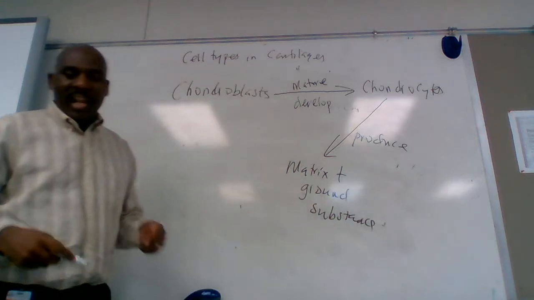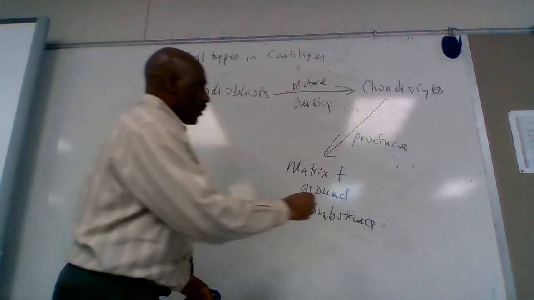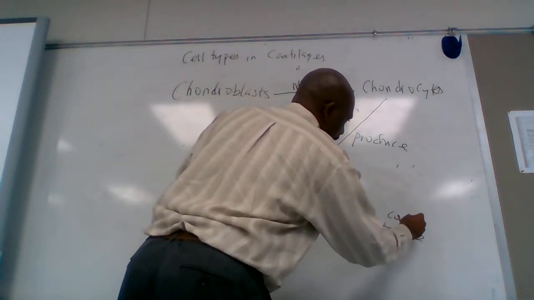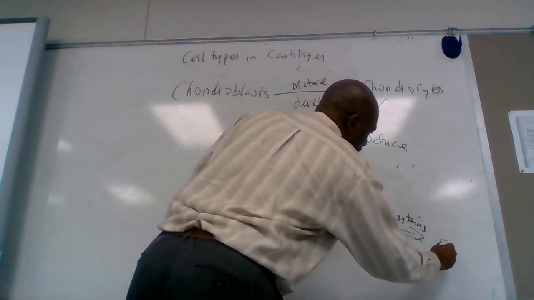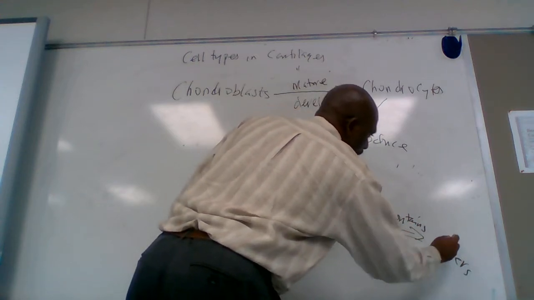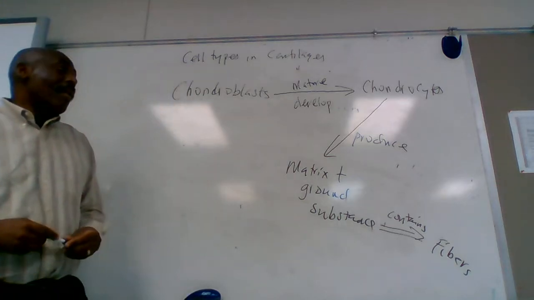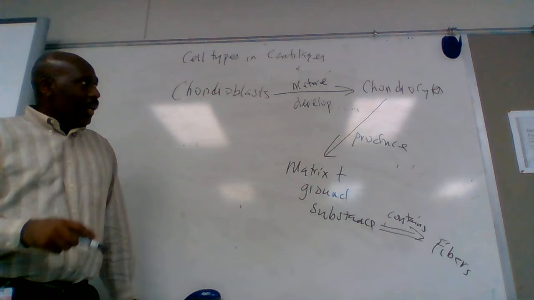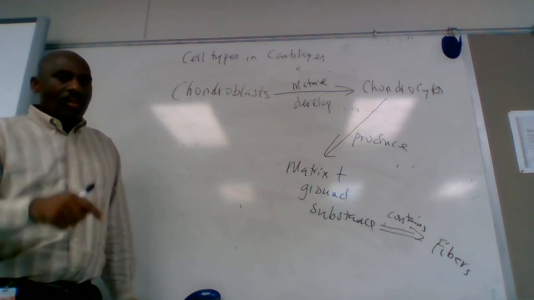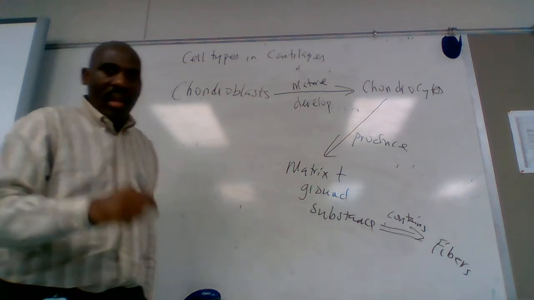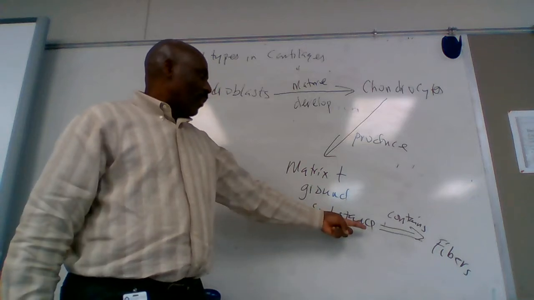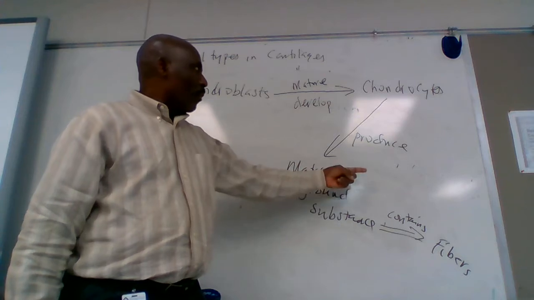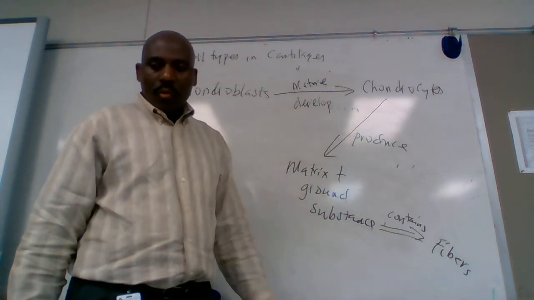They produce the matrix and the ground substance that contains the fibers. So remember, if you go back to your study of the tissues, which is histology, all connective tissues have fibers. They all have fibers in them. The fibers are contained in the ground substance. That ground substance is made by the chondrocytes.